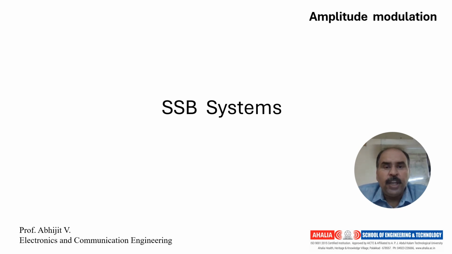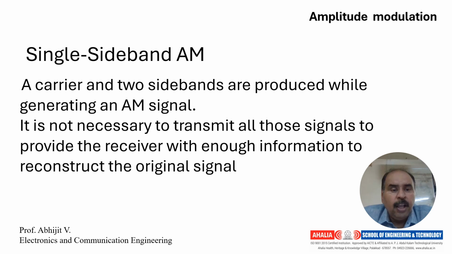So today we will be studying single sideband systems, a single sideband amplitude modulated system. A carrier and two sidebands are produced while generating an amplitude modulated signal, and it is not necessary to transmit all these three frequency components. We can reduce the information by using only one sideband alone. That system is called a single sideband system.